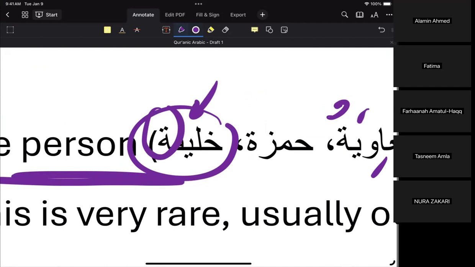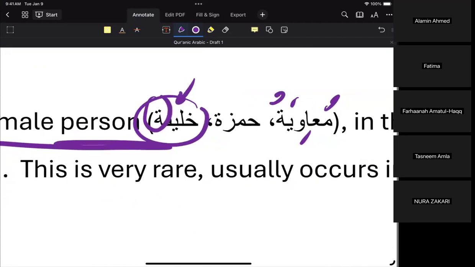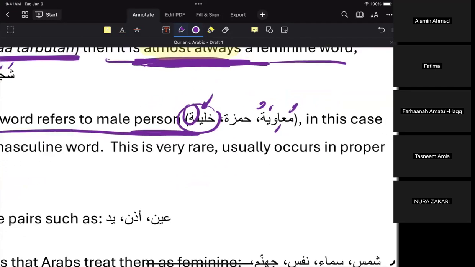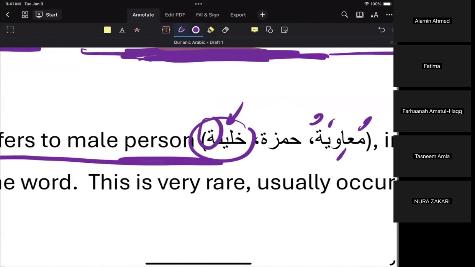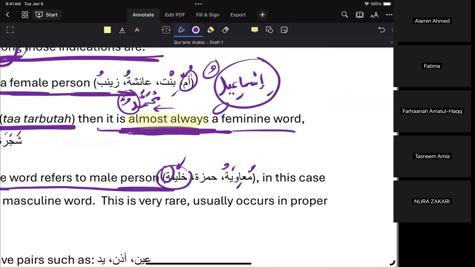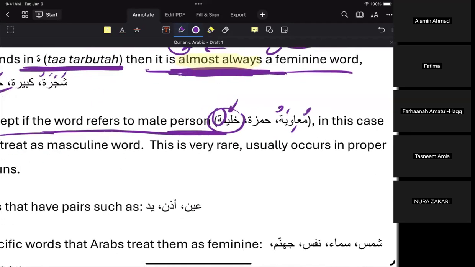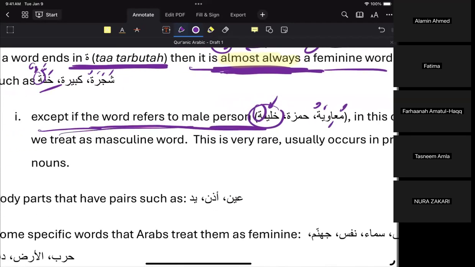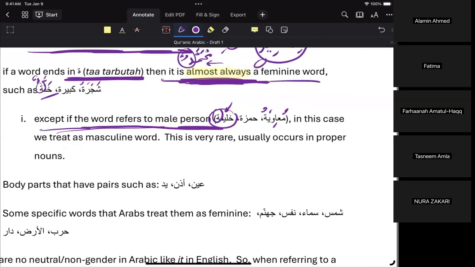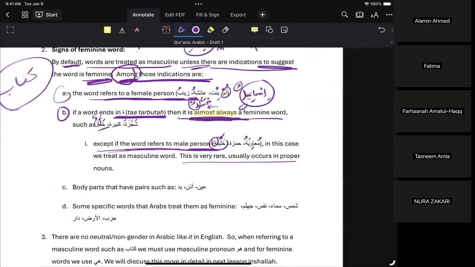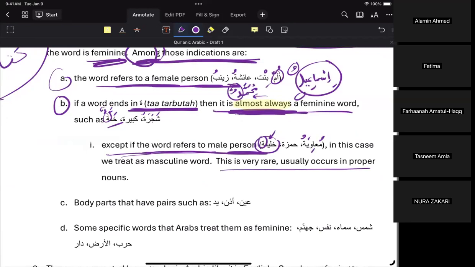So that's why when you say Khalifa, we know it refers to a male person, then that rule doesn't apply. Whether it's ta marbuta or not, that doesn't apply because that is stronger. Stronger is actual gender, and the other gender, those are metaphoric gender. Okay, so actual gender is more important. So this is an exception you may want to know. Okay, and this is very rare. So I just gave you a few examples when this is not the case, but the majority of the time you have ta marbuta, you can safely assume that the word is feminine.